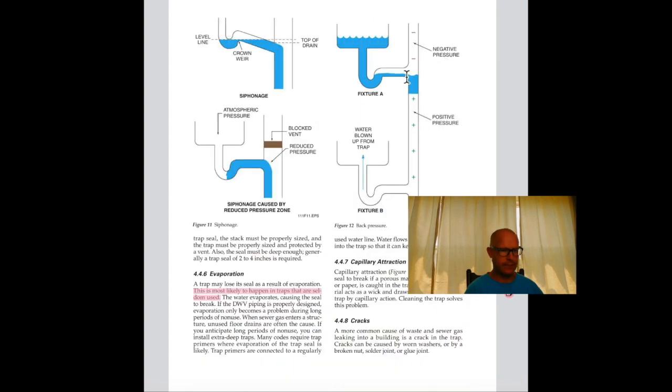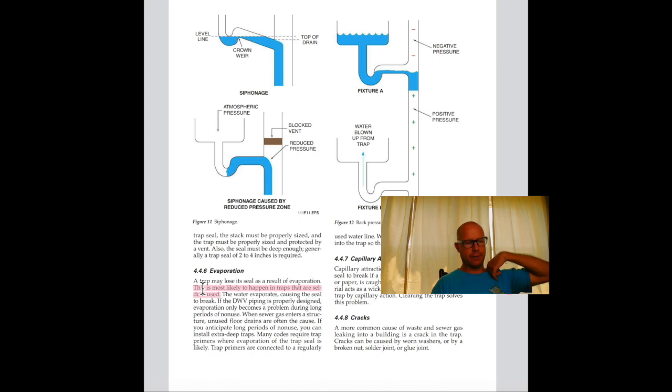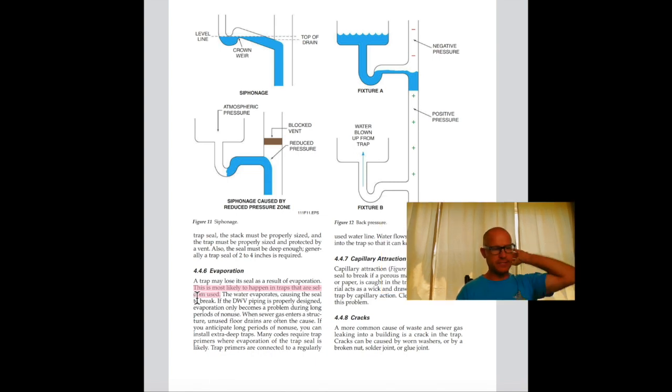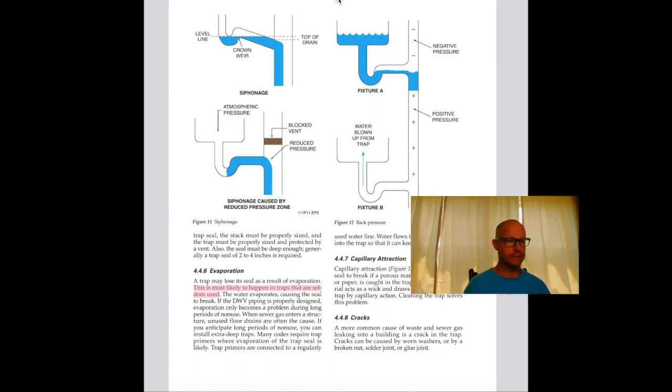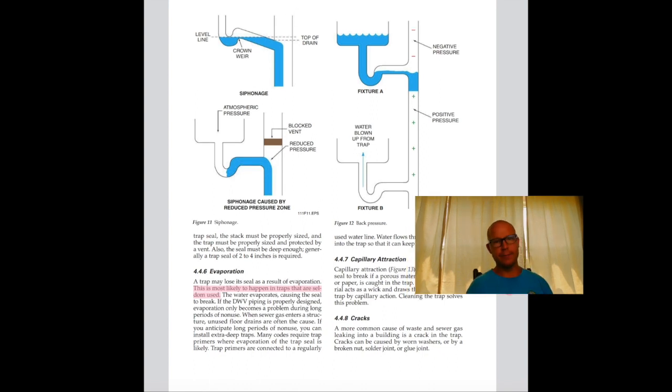Alright, here's that positive pressure I was talking about. So the weight is creating a positive pressure this way, and the negative pressure is here. So the vent is drawing in air because of this negative pressure. Evaporation. Alright, that's pretty self-explanatory, but just go ahead and note this. This is most likely to happen in traps that are seldom used. Makes sense, right? You don't use the trap, it dries up.